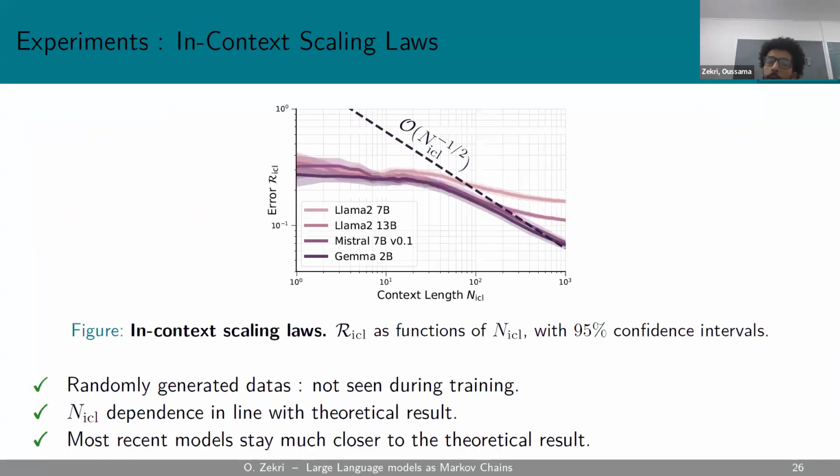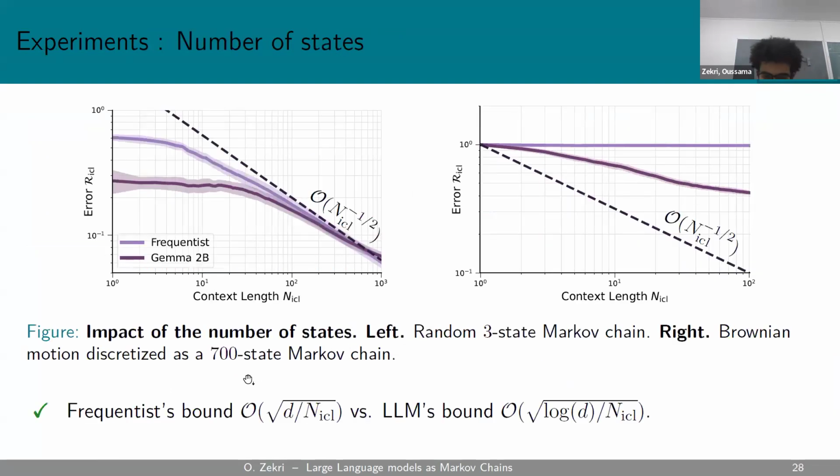But the theoretical bound for this approach is something like square root of d over NICL, in contrast to our log of d over NICL with the square root. So it means that for high values of d, the frequentist approach can struggle, even if it's minimax optimal. But the LLM approach is in log of d. So for high values of d, we can expect that it performs pretty well.